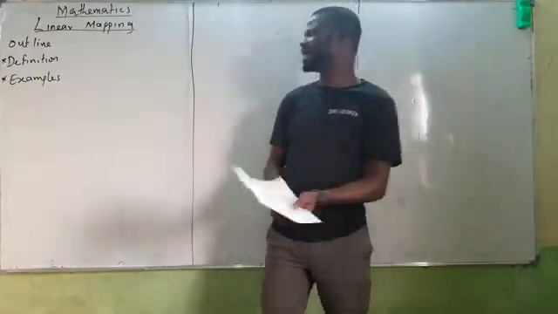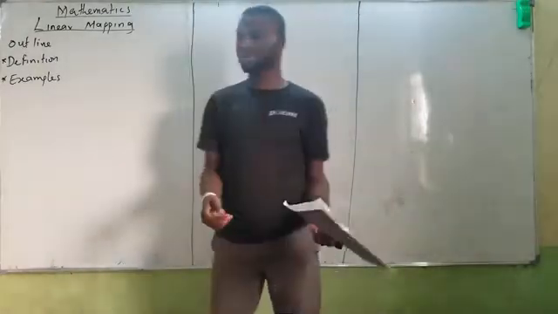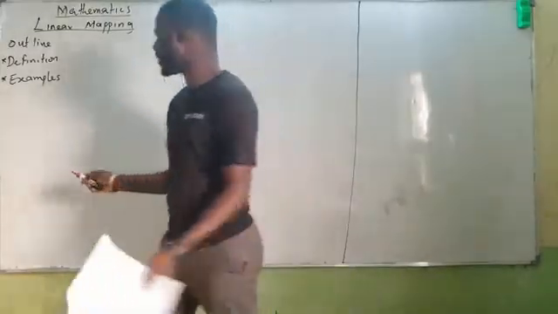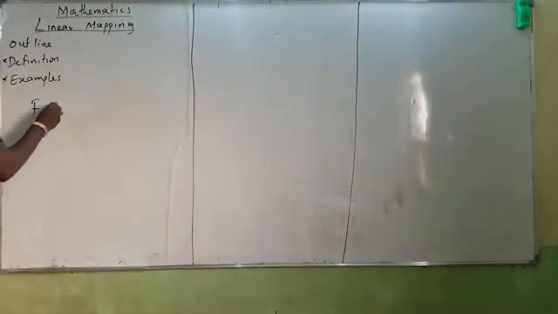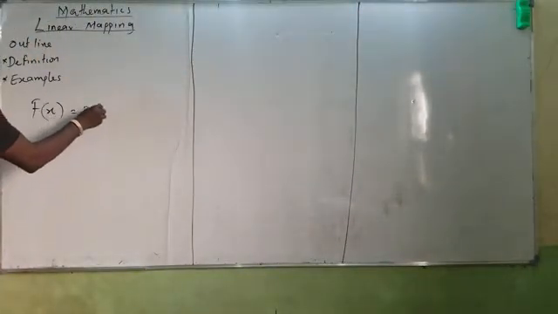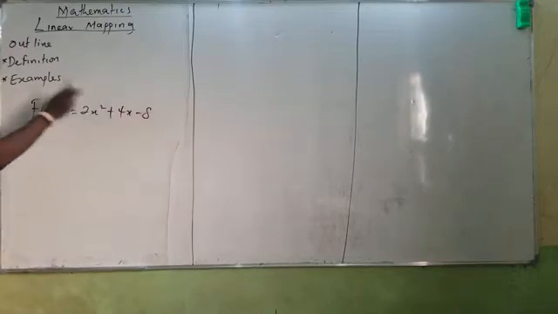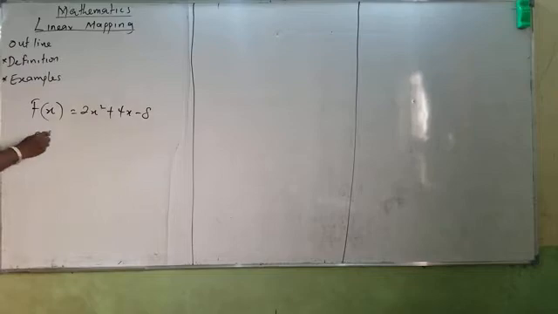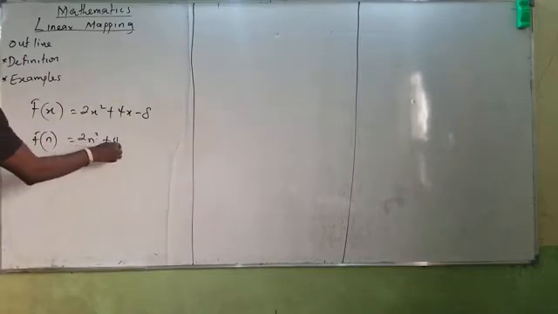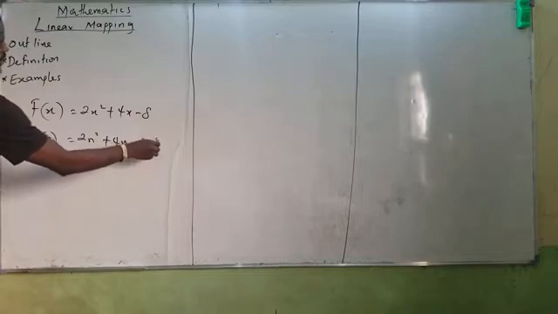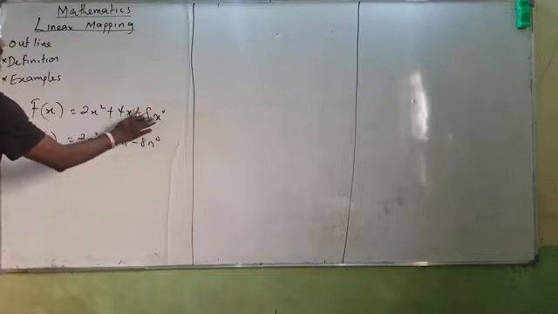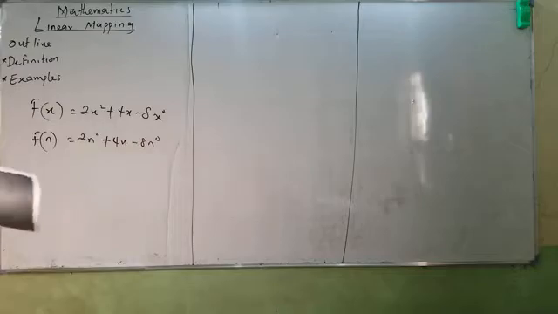Now, f of x, the polynomial, when I have f of x equals 2x squared plus 7x minus 8. Now, this is a mapping. If I have f of n equals 2n squared plus 4n minus, this can be 0, x raised to power 0 is possible. That is what I mean by mapping.